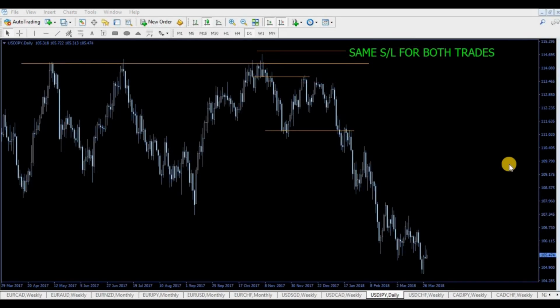All right, guys, I just skipped away from the charts just shortly. I just wanted to draw a few things on there for you to clear things up. So what I'm going to do, and the critical point on this chart is the same stop loss for both trades, okay?